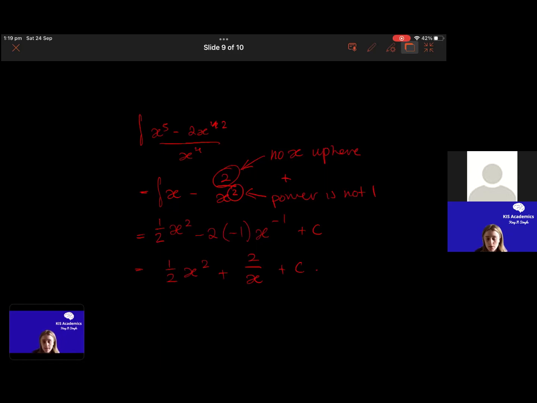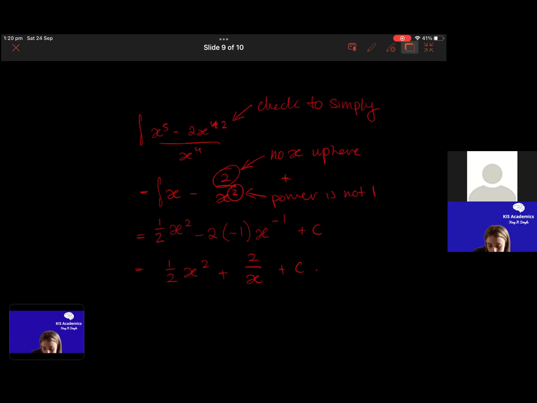So always make sure to check for what conditions you have. This, we had no x in the numerator. So that's how we were able to use the negative indice rule, is what I'm going to call it. Here we had x's, but we could simplify. And so always check to simplify first.